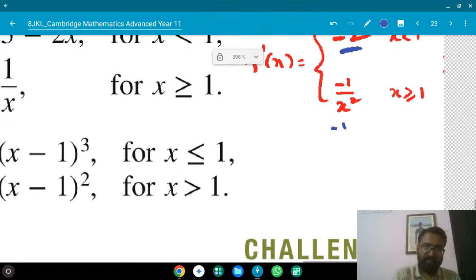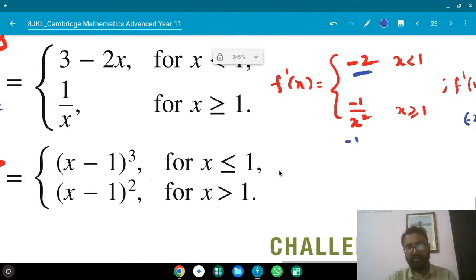What is the derivative here? f dash x equals, what is the derivative of (x minus 1) whole cube?